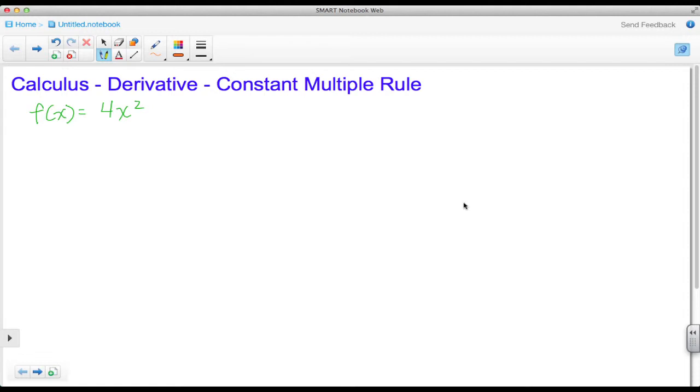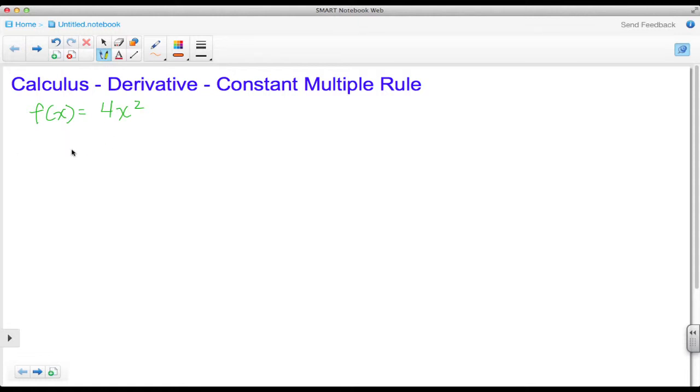Welcome back to STS. In today's video, we're going to use the constant multiple rule to figure out what the derivative is of this particular function. And this constant multiple rule is a shorthand method, so we don't have to go through all the transformations of the difference quotient. So let's begin.